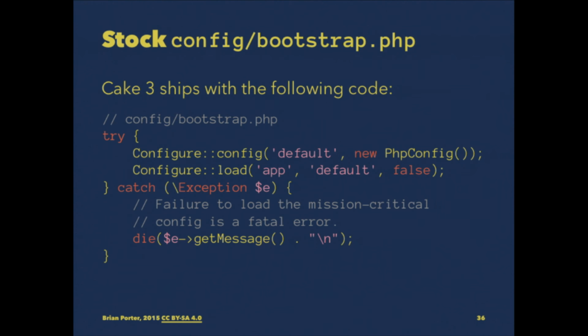So this is what Cake 3's normal config loading mechanism looks like. And the most important thing here is to note that if we fail to load this file, it's a fatal error. Cake will abort if this file is not present. And we want to keep that in place because this is our production config. If we're missing our core config for production, that is a fatal error. We need to know about that.